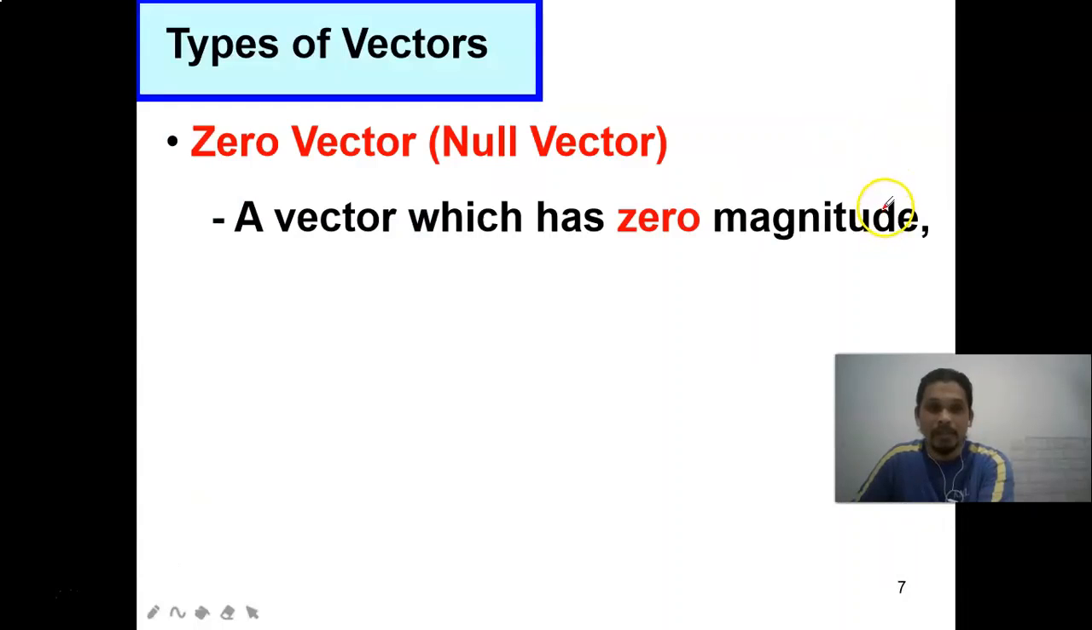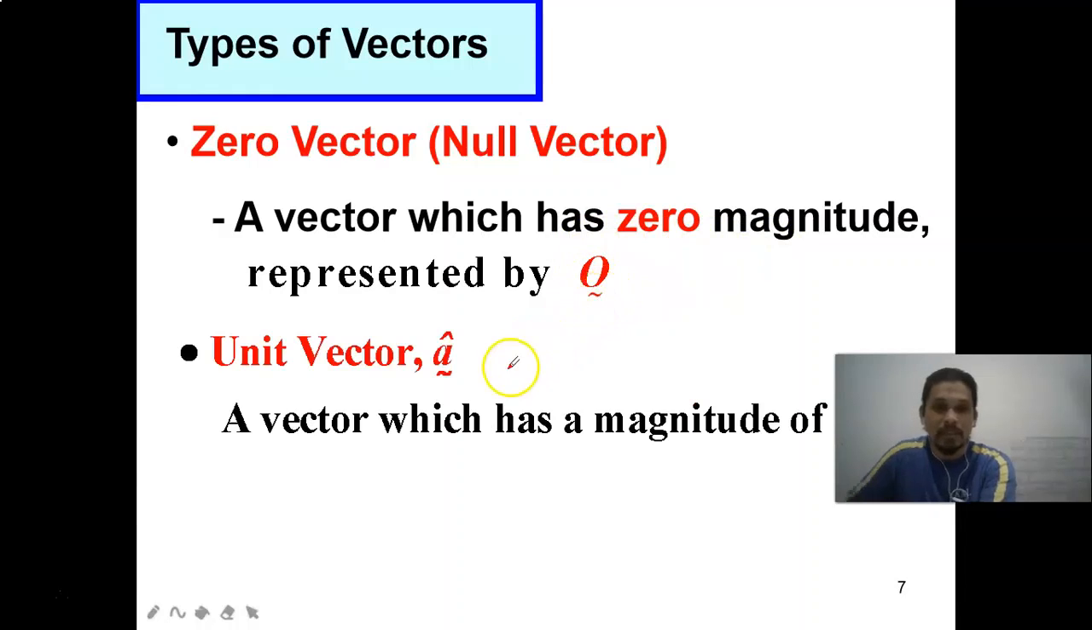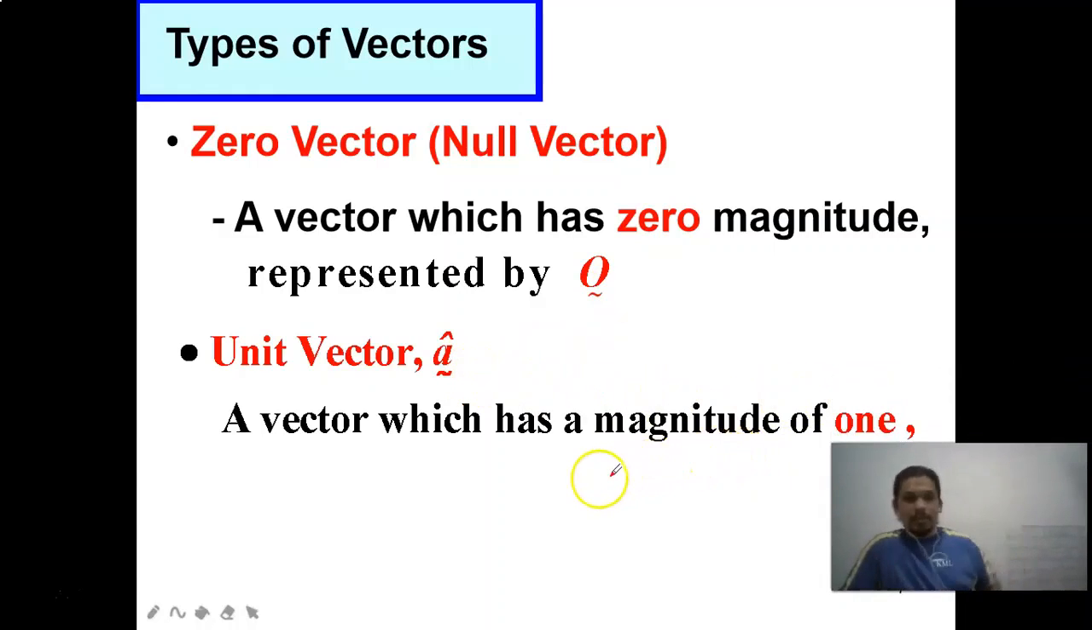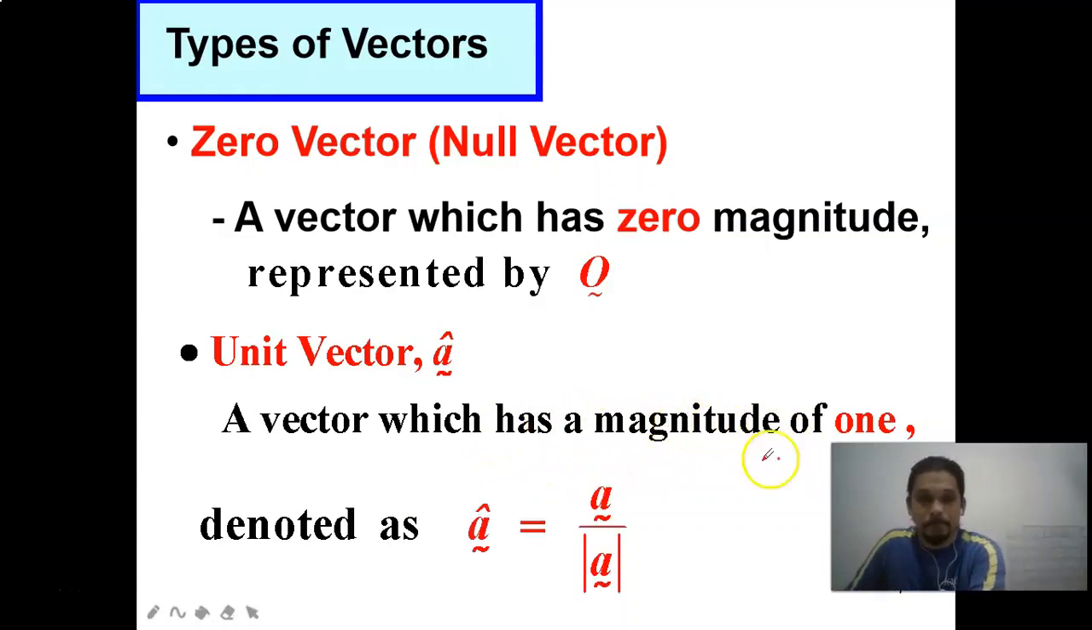Okay, types of vectors. Zero vector, null: a vector which has zero magnitude, represented by vector 0. Unit vector: a vector which has a magnitude of 1, denoted as unit vector a, equal to vector a divided by the absolute value, or the length, of vector a.